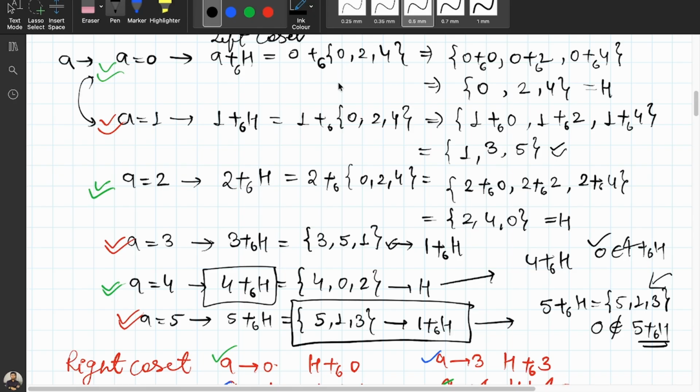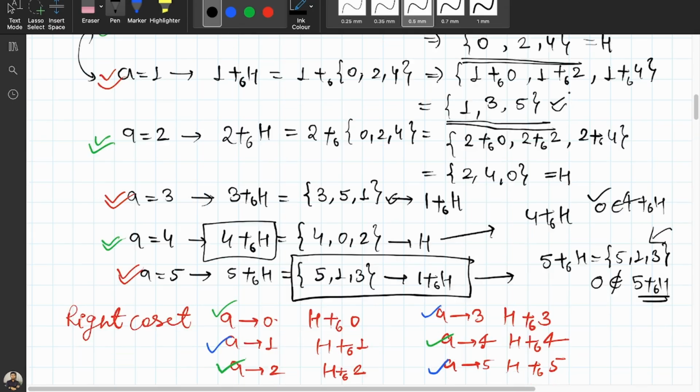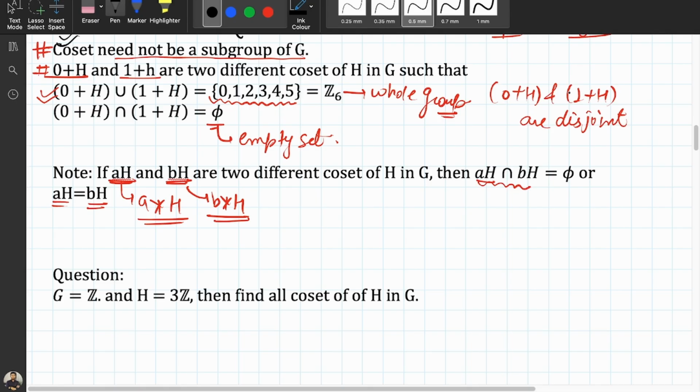Yes, here it is. You can see this one and this one, right? This one and this one, nothing is common. If these both are different cosets, then either they both are disjoint or they are completely equal. It's not like that some elements will be in that intersection. No, none of the elements are in that.